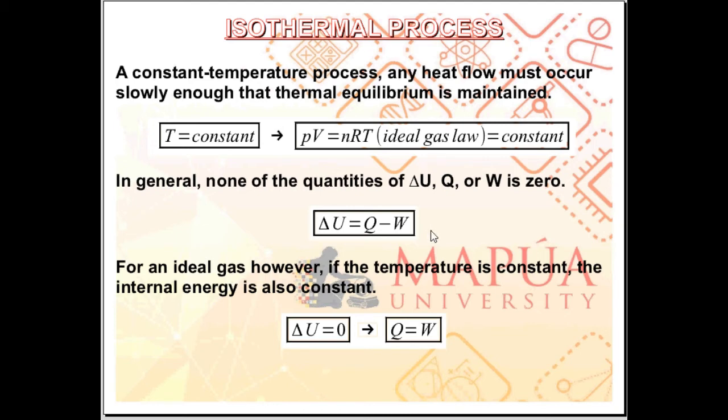Note, however, that if we have an ideal gas and the temperature is constant, the internal energy is found to be constant, which means delta U is zero. So for an isothermal process, in general, delta U may be any value. It's not necessarily zero. But if the system is comprised of an ideal gas, the change in internal energy is zero, which means Q minus W is equal to zero. Q is equal to W. Any heat that flows into the system gets converted into work done by the system and vice versa.